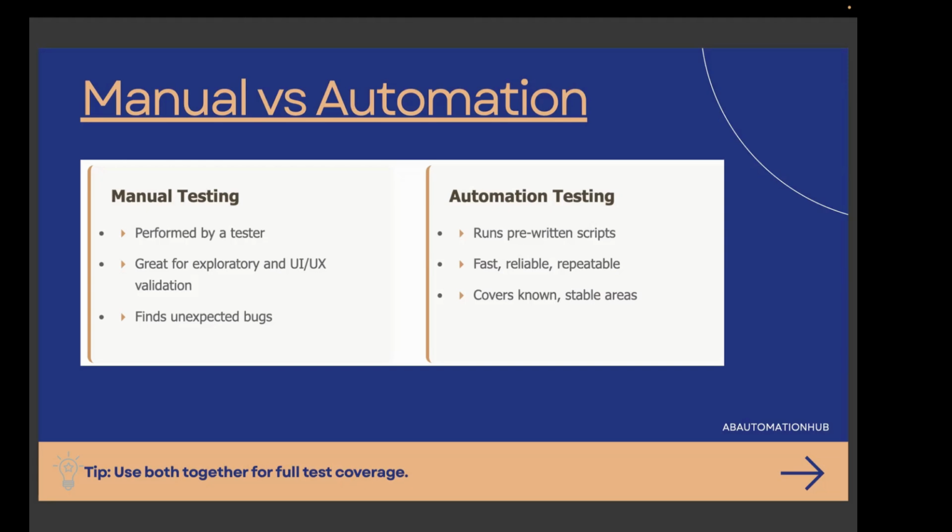But also make sure you add some extra flavor. You can say automation only finds what you tell it to look for. If I don't write a script, it will not check that. It only checks if I write a script for that. So that's why you need both. You need automation for the boring, repetitive stuff, and you need manual testing for the creative problem solving. So that's what they have mentioned here. We have mentioned manual testing is performed by a tester, by a human. It's great for exploratory and UI/UX validation. It finds unexpected bugs. In automation testing, it runs pre-written scripts. It's fast, reliable, and it does the repetitive tasks. It covers known stable areas.